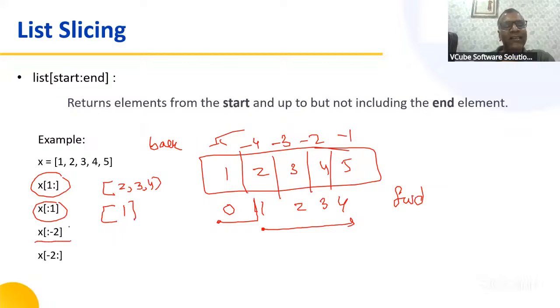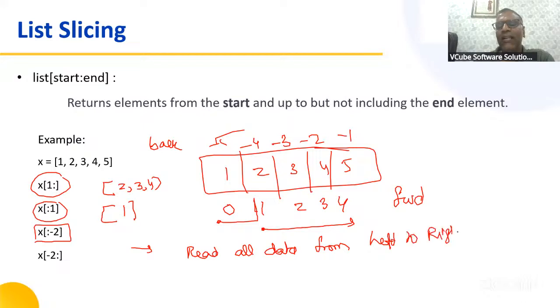Can anyone try this answer? X of colon -2. Yesterday I told you one rule: read all the data from left to right except -2. I said -2, right? Except the last 2 elements. Okay? Is it okay for all of you? So can anyone tell me the answer? Except the last 2, so the answer is 1, 2, 3.